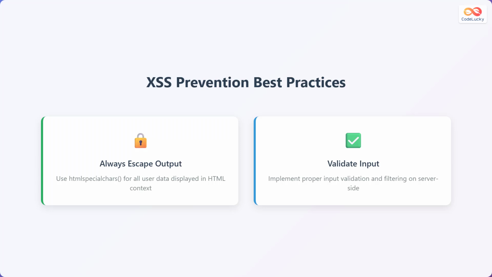To summarize the best practices for XSS prevention, always escape output. Use htmlspecialchars for all user data displayed in HTML context. This ensures that any potentially malicious code is rendered as text, preventing it from being executed. And validate input. Implement proper input validation and filtering on the server side to ensure that only valid and safe data is processed by your application.